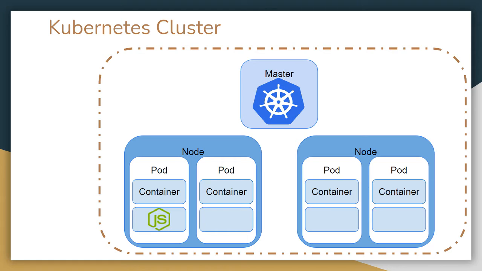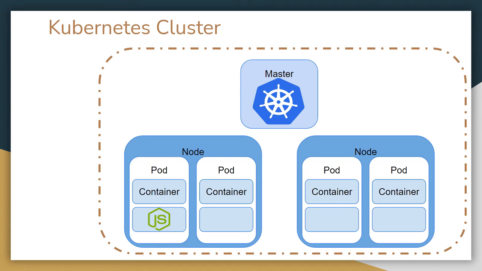When a user sends a request to that JavaScript server, we will have a service, and this service acts as an endpoint. If we have more than one pod running this JavaScript image, the service will redirect the request to the pod that has less workload. So it automatically balances the workloads of the pods.